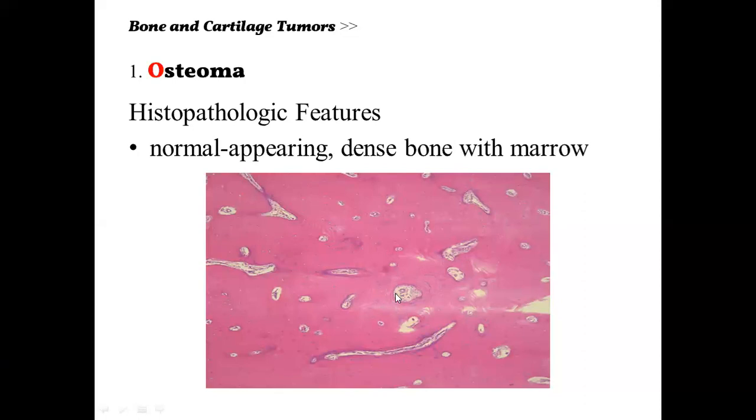Pero mapapansin nyo, meron mga trabecular area sa loob. Ayan. Pero nandun pa din yung mga osteocytes sa gitna. Those are the osteocytes. And makikita nyo, may laman yung osteocytes. Ibig sabihin, this is a live bone. So wala tayong nakikitang kakaiba. This is how a normal bone will also look like.